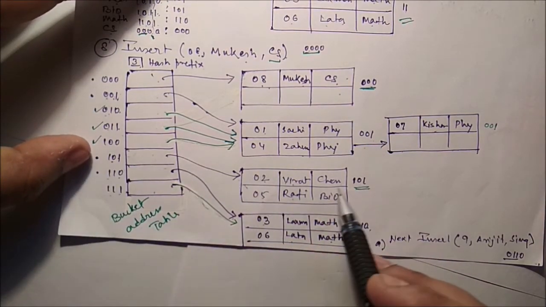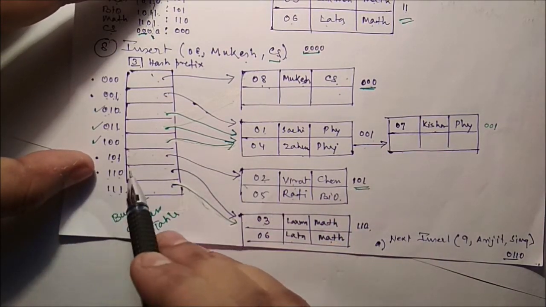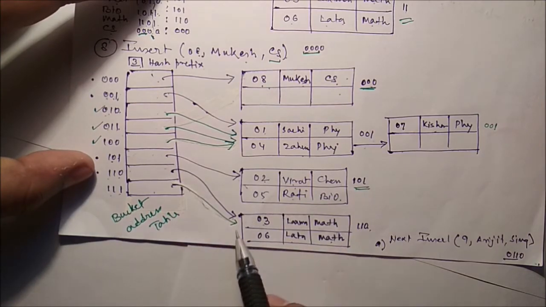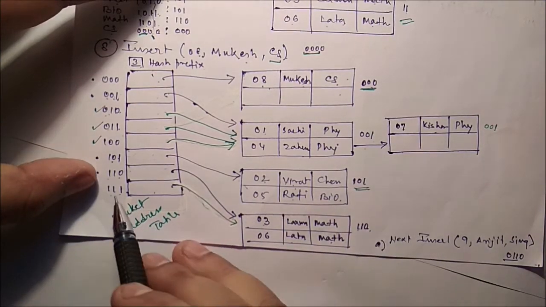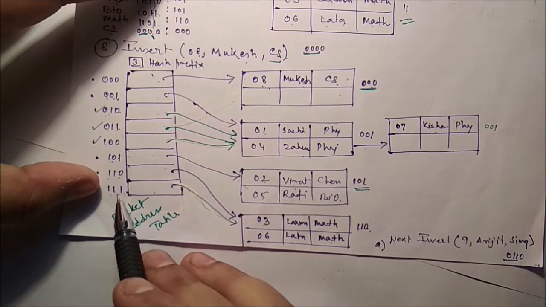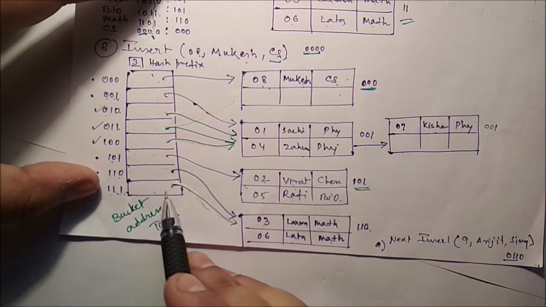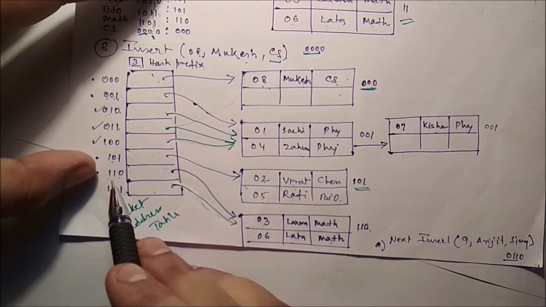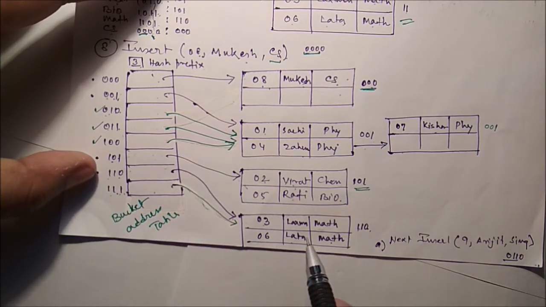And 101 is already there, no problem. 110 is already there. This is for mathematics. But for 111 there is no subject, so it will point to the previous combination, 110. Are you getting this one? So this is our previous state.